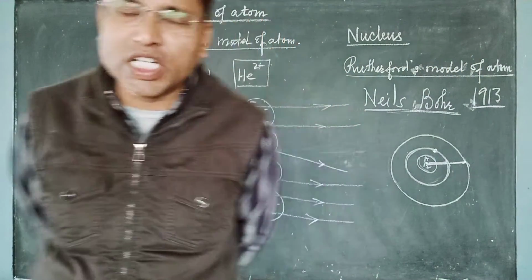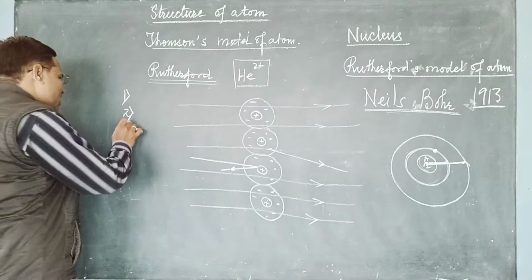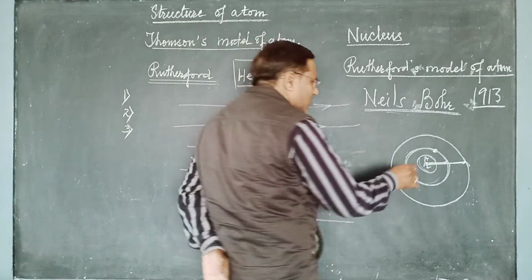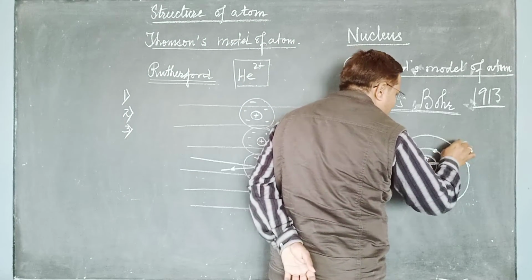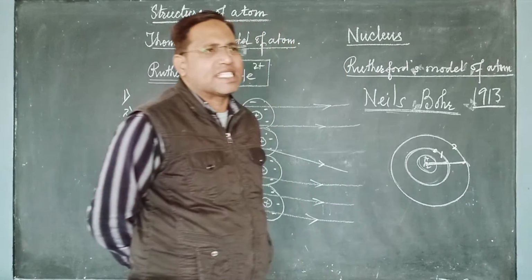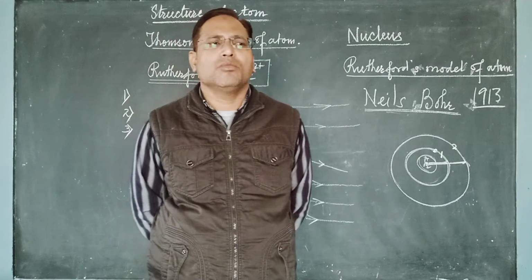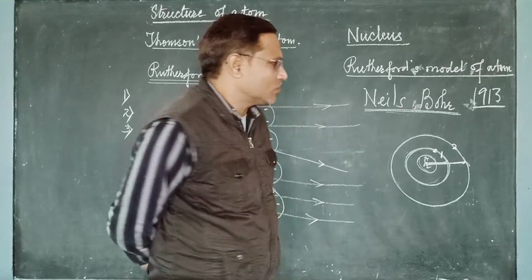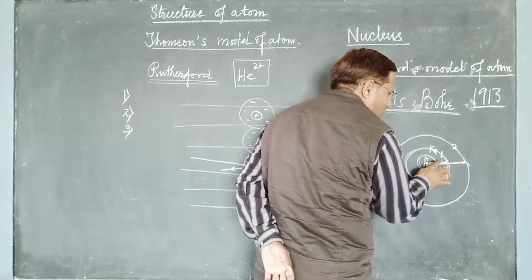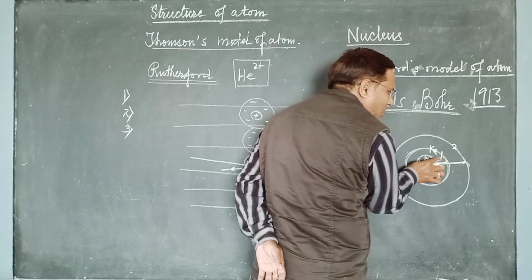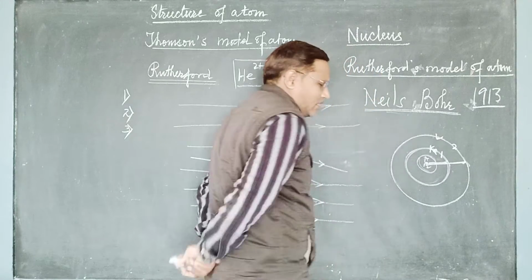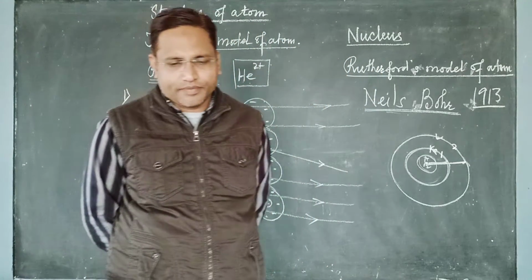Next point, he told that the electrons keep on revolving around the nucleus in certain energy levels or shells that we can call K, L, M, N or 1, 2, 3. In that way we can name them. The first one we name K or 1, then 1, 2, 3 like that, or K, L, M, N. In that way he told us.